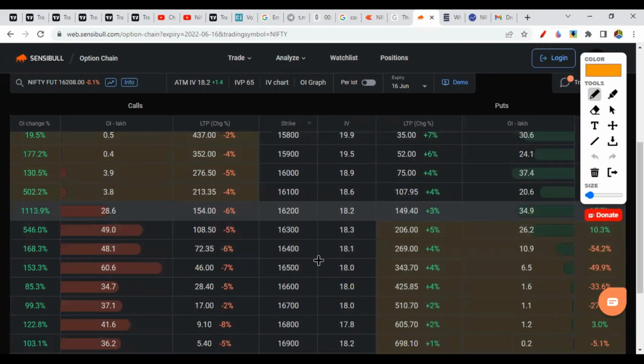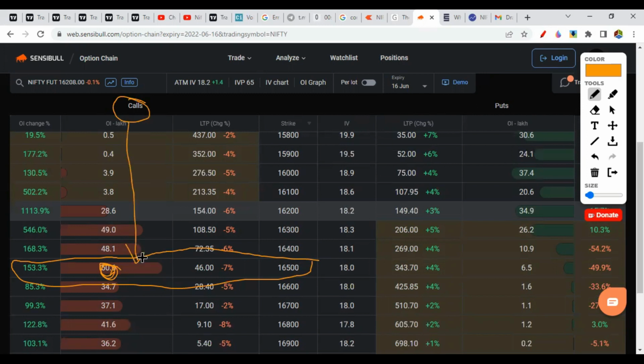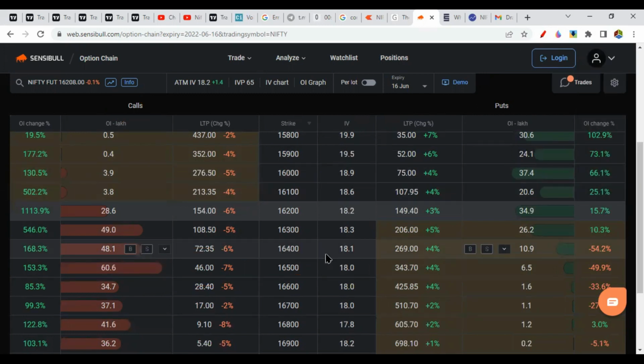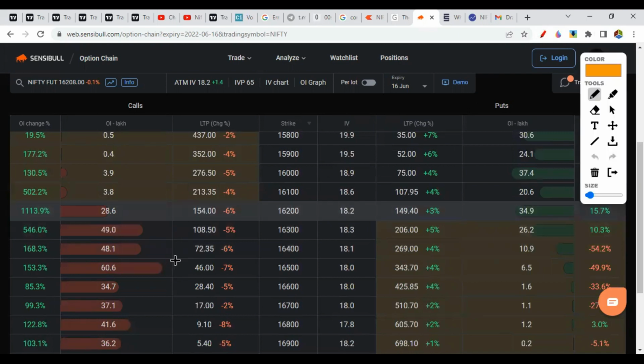On the call side, the major resistance is at 16,500. So here you can see that 60 lakh call writers are there. So this is call writing, or you can say call open interest. So 60 lakh is the biggest number. And from last week, the range had changed from 16,800, 300 to this week, it is 16,500 to 16,000, right? The range has changed. So this indicates a bearish bias. The range is shifting lower. That indicates a bearish bias in the market.